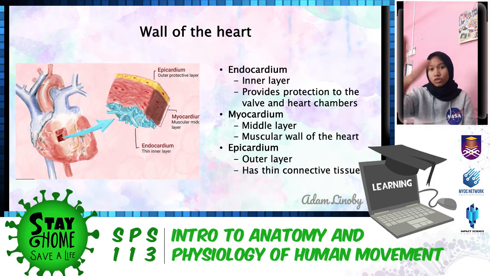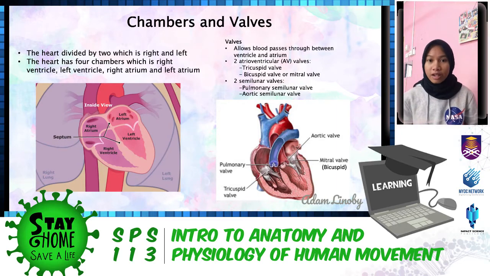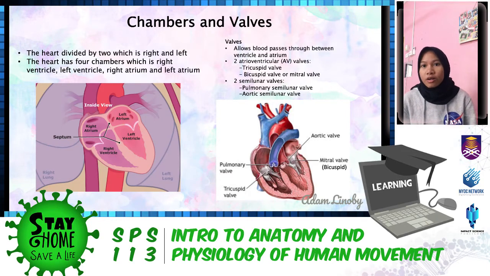The heart is divided into two sides, right and left, and has four chambers, which are the right and left ventricles and the right and left atria. There are four valves that allow blood to pass between the ventricles and atria before leaving each chamber of the heart, which are two atrioventricular valves and two semilunar valves. The atrioventricular valves are the tricuspid and mitral, also known as bicuspid valve, while the semilunar valves are the pulmonary and aortic valves.